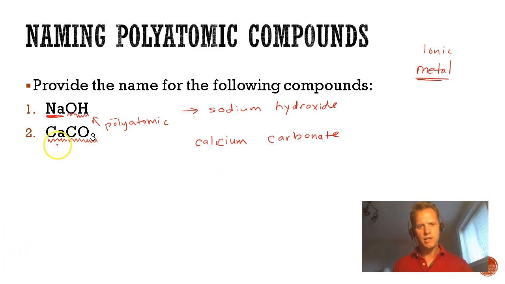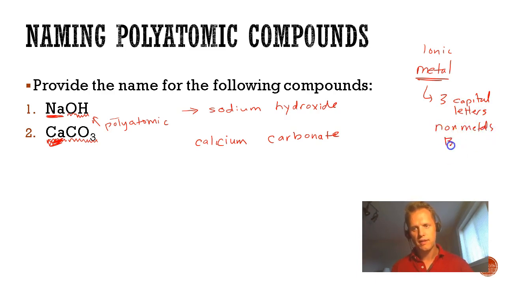Let me just change that a little bit. You can see that all these three things have three capital letters. So if you have three capital letters and one of them is a metal, which is on the left side of the periodic table, you're going to take a look at the non-metals on the back of the periodic table. And you're going to find the name and just write it down.